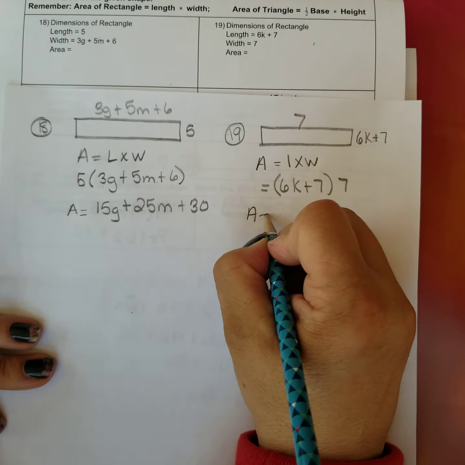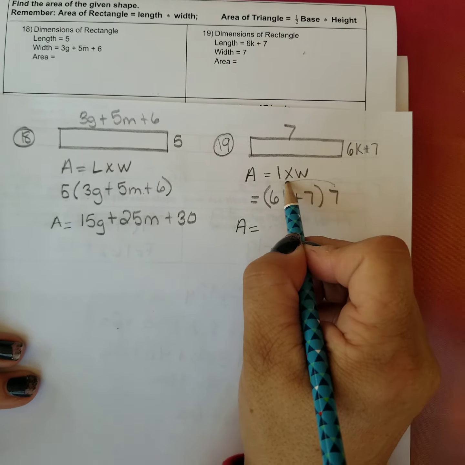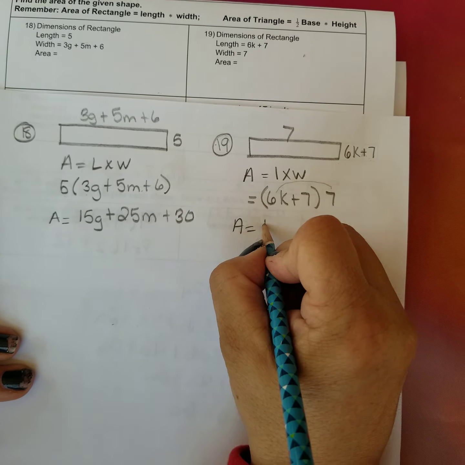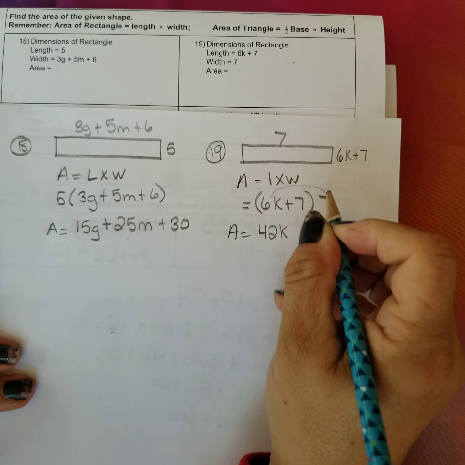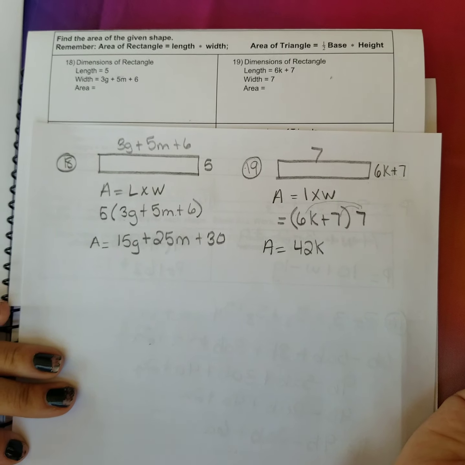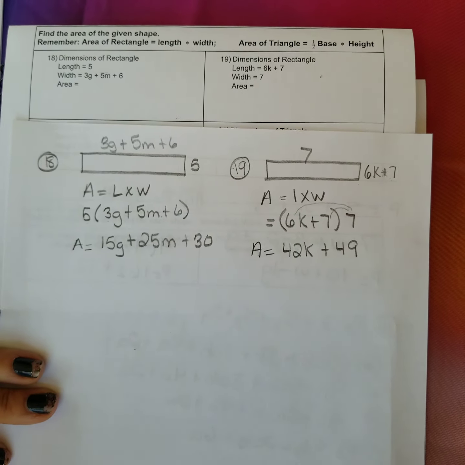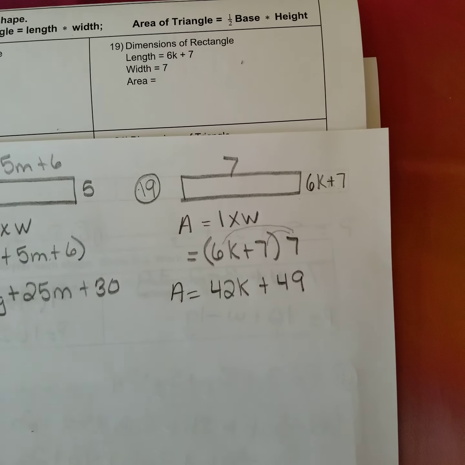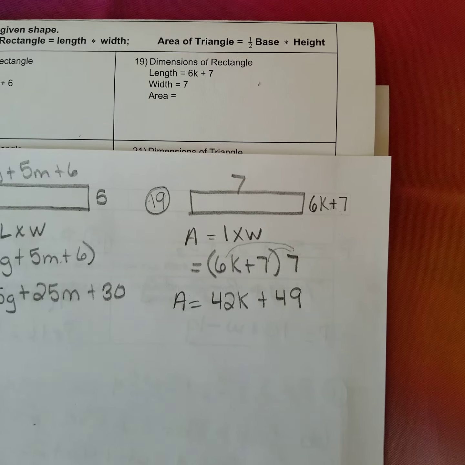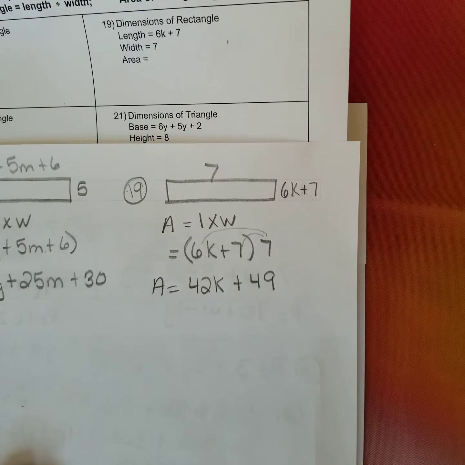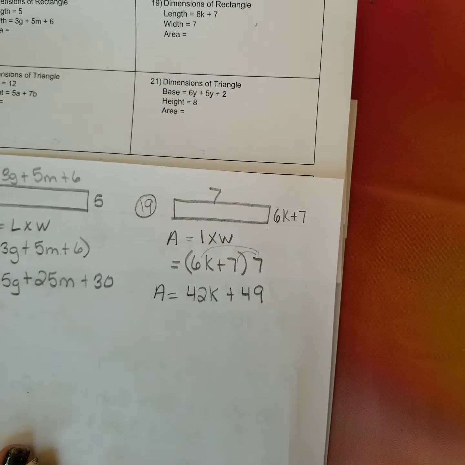We're just doing it backwards. So the area is going to equal 7 times 6K plus 7 times 7. There's your area for rectangle number 19. Just set it on a stand, push a button, and walk away.